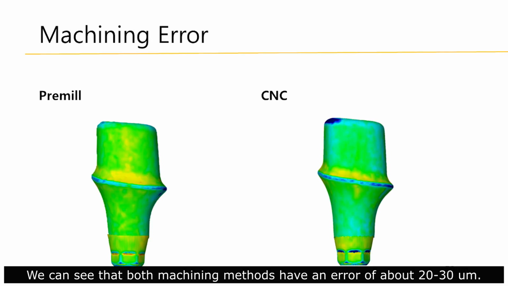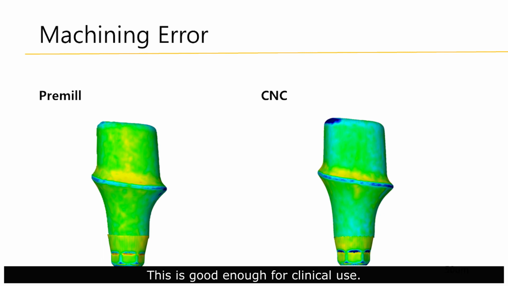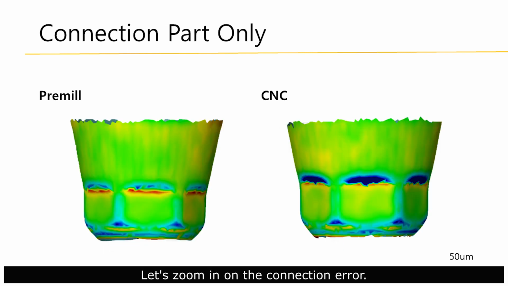We can see that both machining methods have an error of about 20 to 30 micrometer. This is good enough for clinical use. Let's zoom in on the connection error. We can see that the CNC machining error is over 50 micrometer.